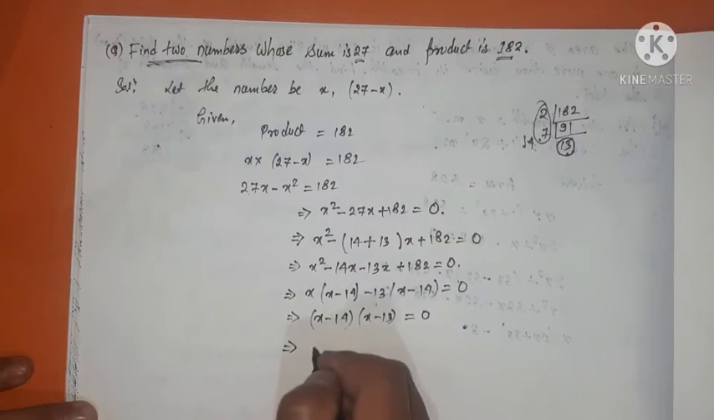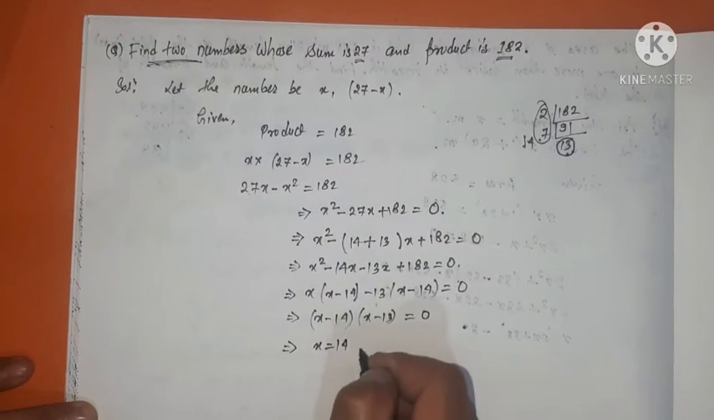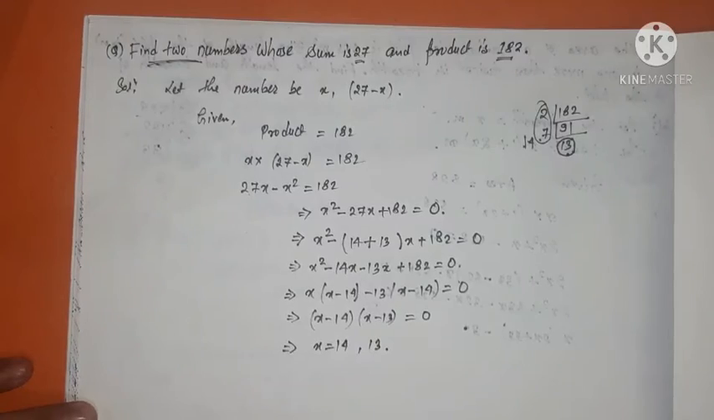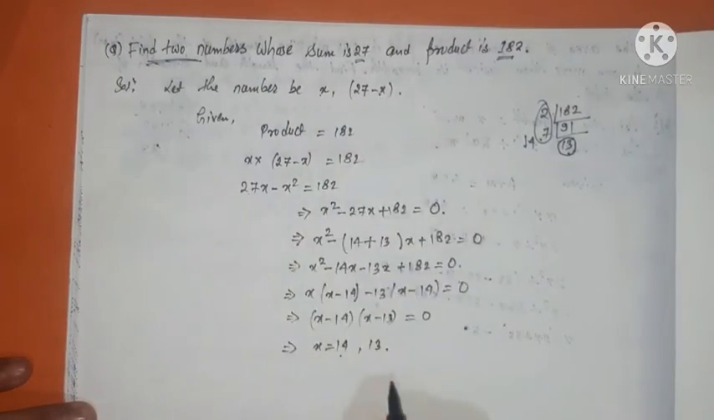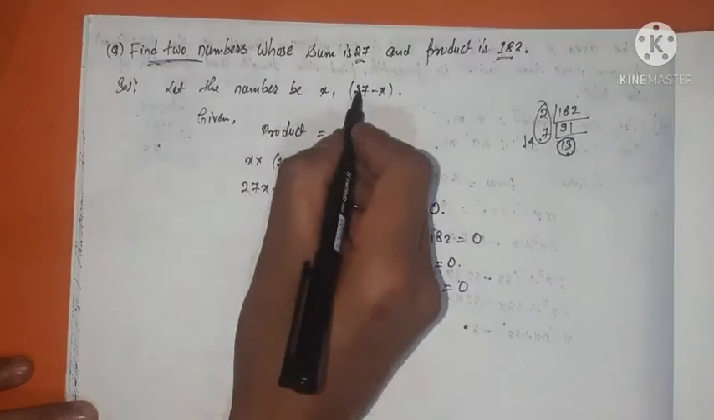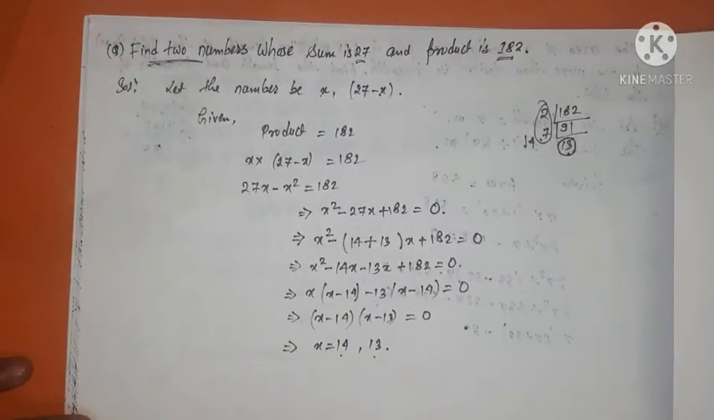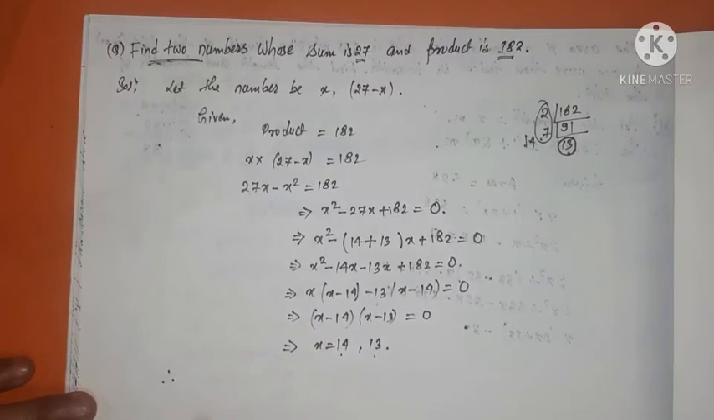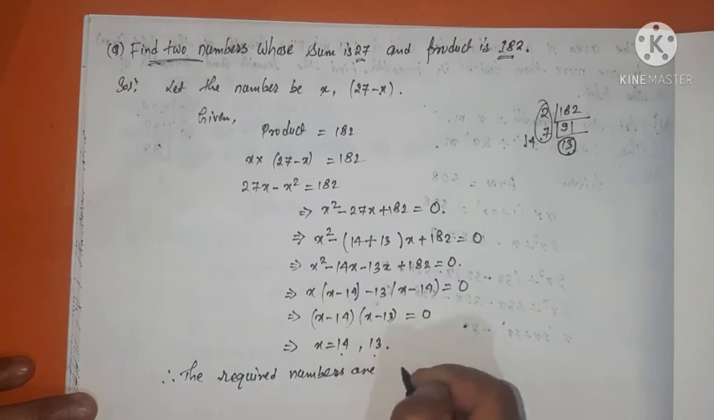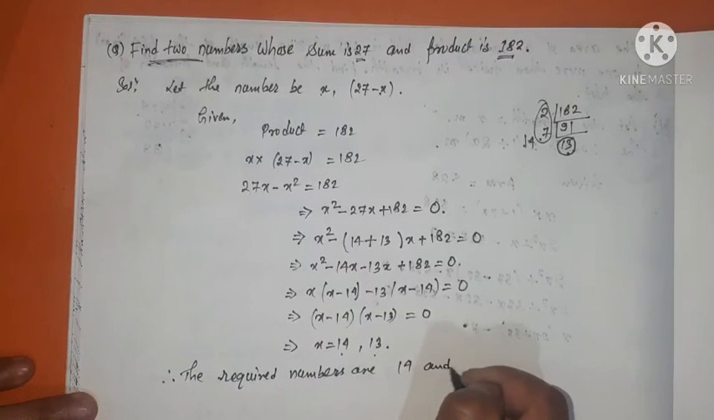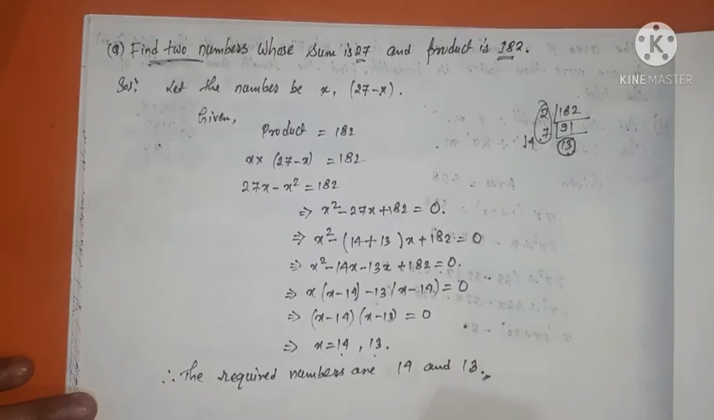Now this further gives x equals 14 or 13. If x is 14, then 27 minus x is 13. If x is 13, then 27 minus x is 14. So don't get confused here. Therefore, the required numbers are 14 and 13. So this is the answer.